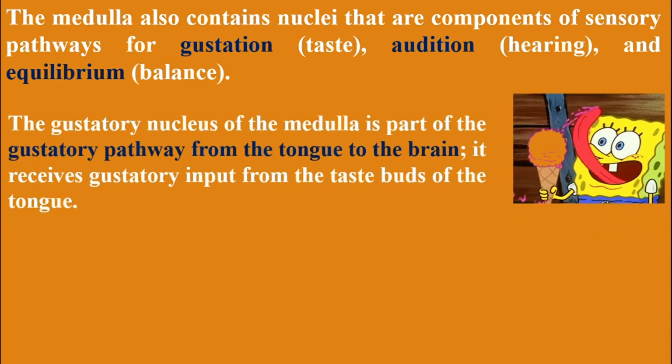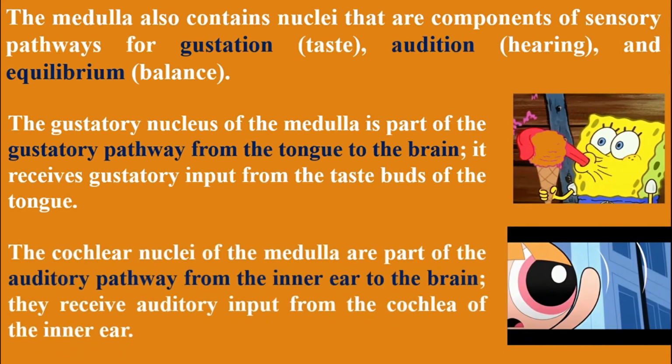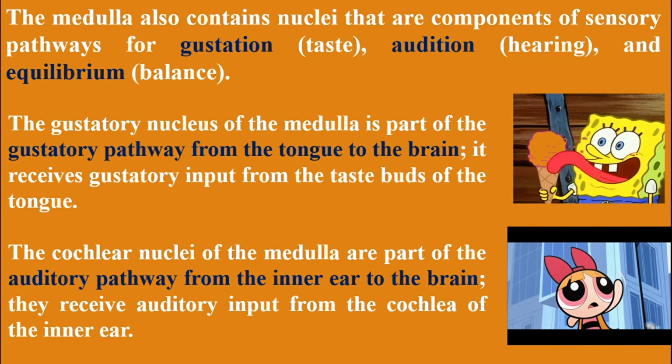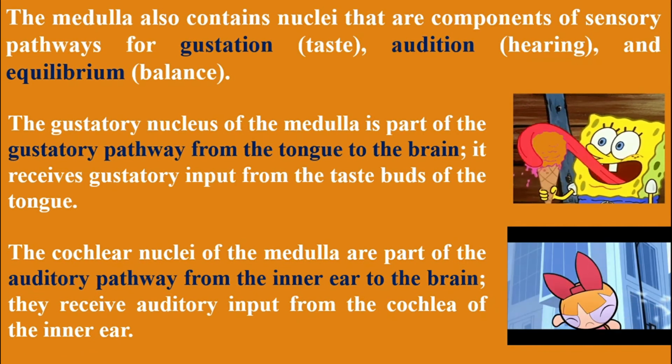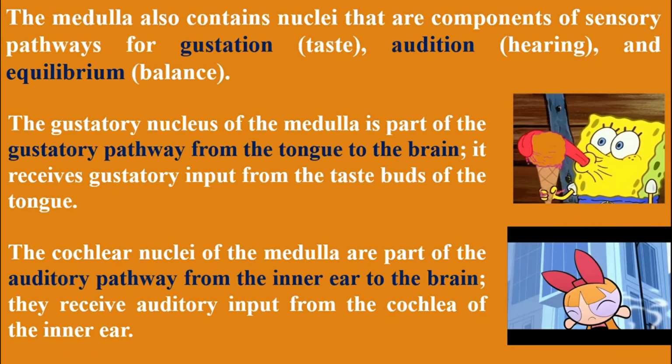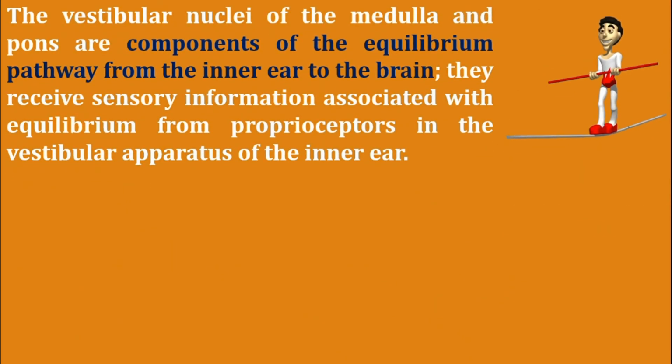The gustatory nucleus of the medulla is part of the gustatory pathway from the tongue to the brain. It receives gustatory input from the taste buds of the tongue. The cochlear nuclei of the medulla are part of the auditory pathway from the inner ear to the brain. They receive auditory input from the cochlea of the inner ear. The vestibular nuclei of the medulla are a component of the equilibrium pathway from the inner ear to the brain, and they receive sensory information from the inner ear.